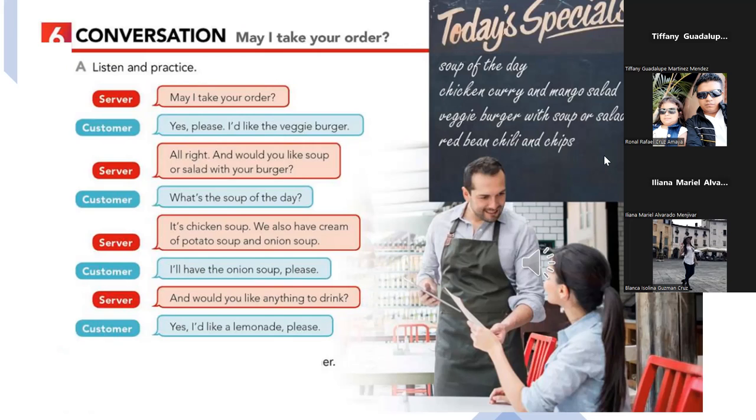May I take your order? Yes, please. I'd like the bigger burger. All right. And would you like soup or salad with your burger? What's the soup of the day? It's chicken soup. We also have cream of potato soup and onion soup. I'll have the onion soup, please. And would you like anything to drink? Yes, I'd like a lemonade, please.